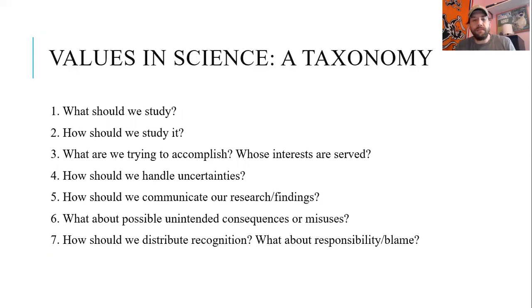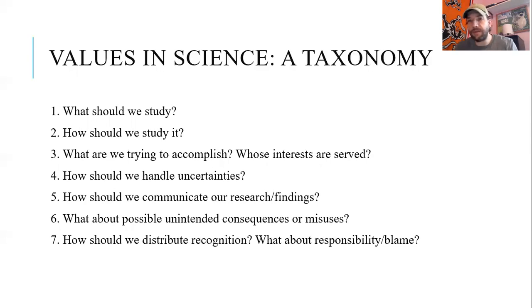Again, last thing before we get to Merton, this is adapted from Kevin Elliott's book that I showed you about a tapestry of values. I thought this was just useful if you're still thinking, what do we mean by values? Well, think about this. What should we study? For example, gene drive. Should we even be studying that? Is it too dangerous to even look into? How should we study it? Talked a bit about the methods that we might use. What are we trying to accomplish and whose interests are being served by this?